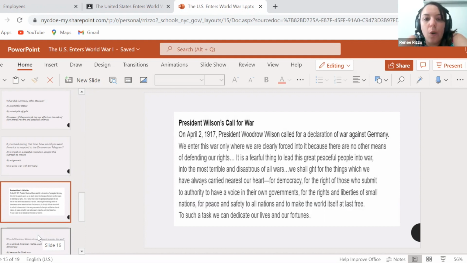We enter this war only where we are clearly forced into it because there are no other means of defending our rights. It is a fearful thing to lead this great peaceful people into war, into the most terrible and disastrous of all wars. We shall fight for the things which we have always carried nearest our heart, for democracy, for the right of those who submit to authority to have a voice in their own governments, for the rights and liberties of small nations, for peace and safety to all nations, and to make the world itself at last free. To such a task, we can dedicate our lives and our fortunes.